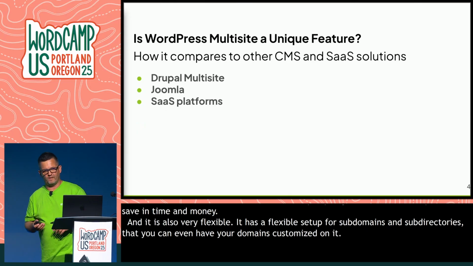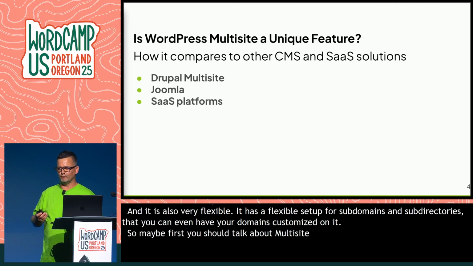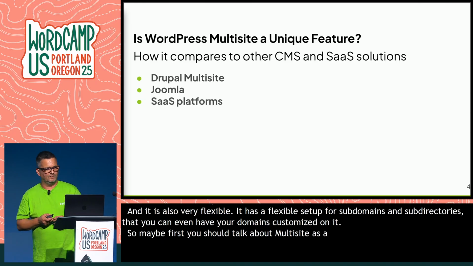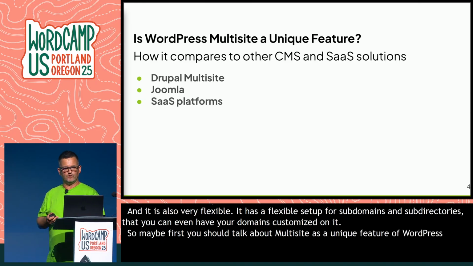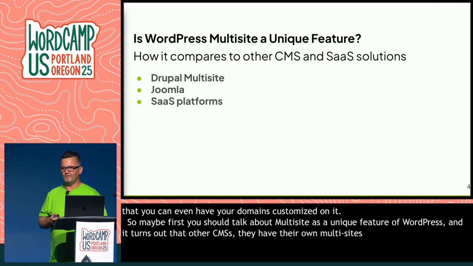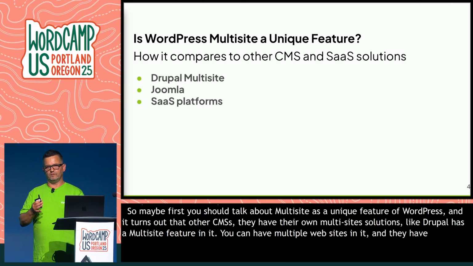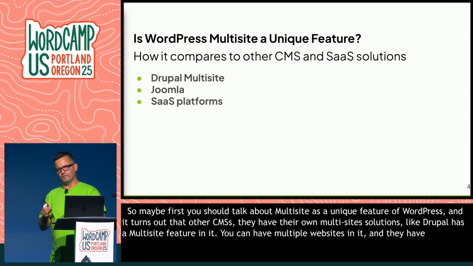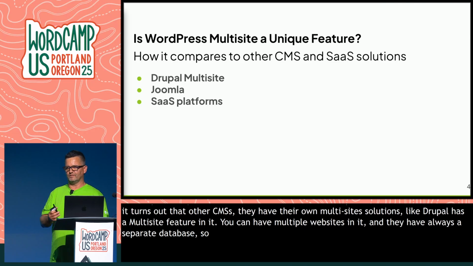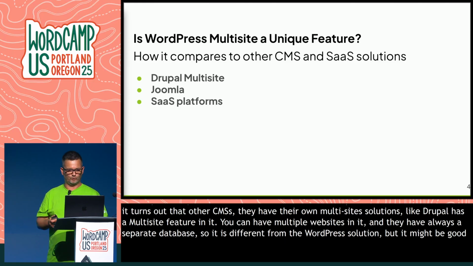So maybe first we should talk about multi-site. Is it a unique feature of WordPress? It turns out that other CMSs have their own multi-site solutions, like Drupal. Drupal has a multi-site feature in it. You can have multiple websites in it, and they always have a separate database. That is a bit different from the WordPress solution, and it might be good for security, but you have less flexibility, like in WordPress.